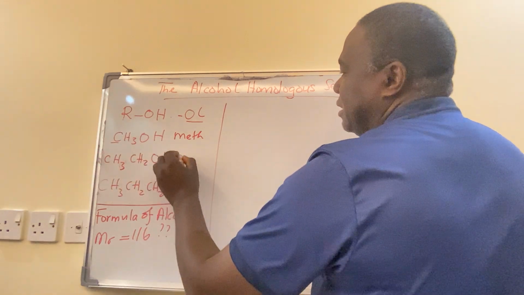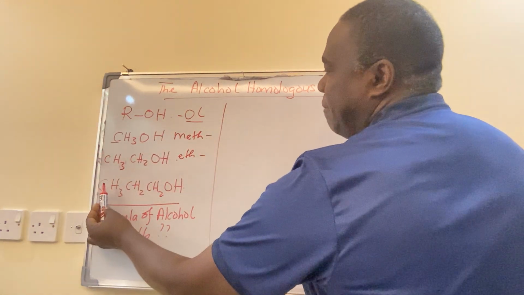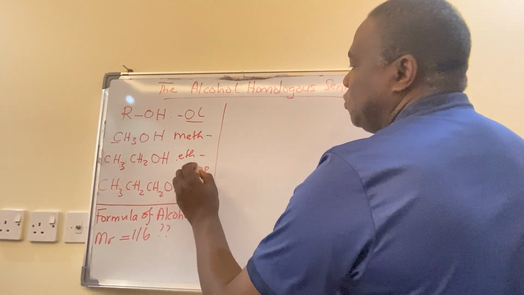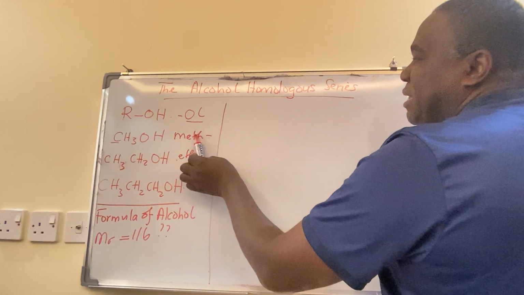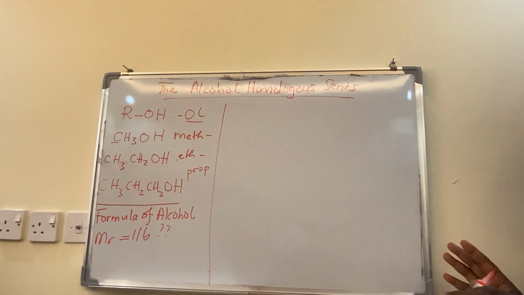When there are two carbons, the prefix will be eth. So this one is ethanol. When there are three carbons, 1, 2, 3, the prefix will be prop. So this will be propanol. So I have methanol, ethanol, propanol. That's how we name our alcohols.